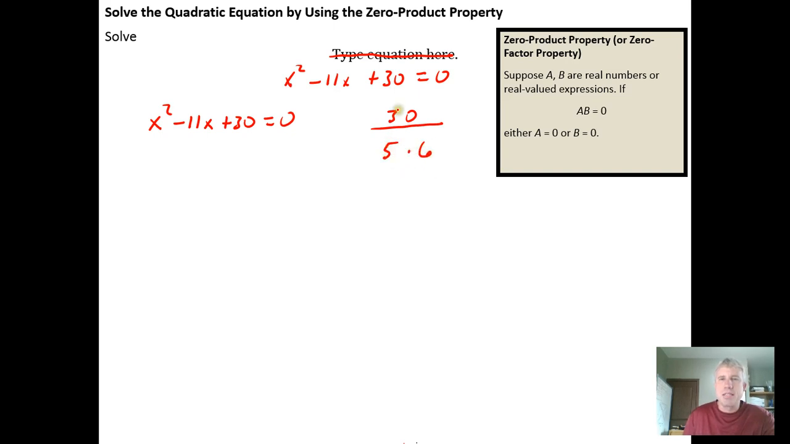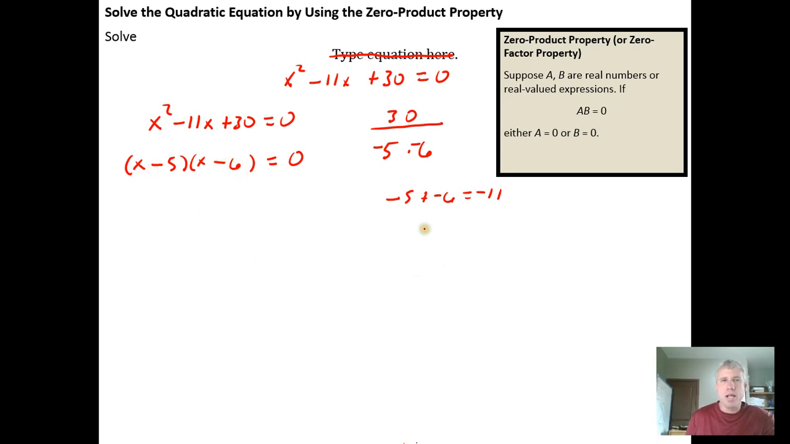5 times 6 is 30, but 5 plus 6 would be positive 11, and I need a negative 11. So I'm going to need to do -5 times -6, which will still give me positive 30. But -5 plus -6 is the -11 that I need as the coefficient on the linear term. So my factorization is going to have x and x, because x times x is x squared. And it's going to be -5 and -6.